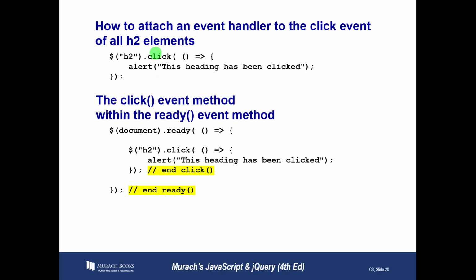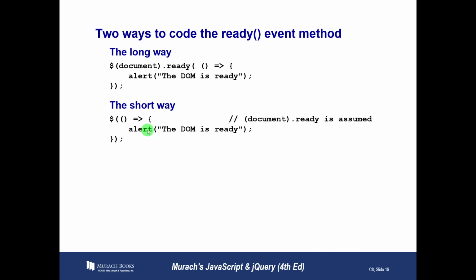So this is using the click event method within the ready event method. So here's our document ready. Remember, we could leave out the word document if we wanted to. So when the document's ready, we're going to get all the H2s, and set click event methods for those, that pops up a message that says this heading has been clicked. That's kind of a combination of this. We're leaving out document and ready in this version.